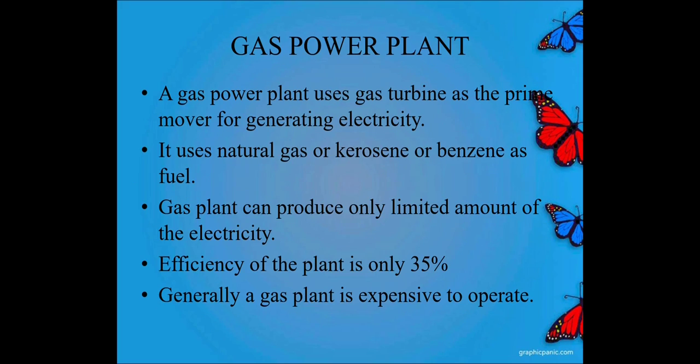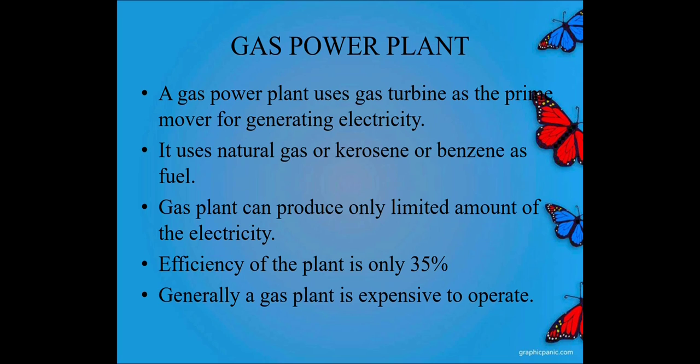First we discuss the gas power plant. The gas power plant uses a gas turbine. A very important point: we use a gas turbine in the gas power plant. Don't confuse the gas power plant with the steam power plant. As a prime mover for generating electric power, it uses natural gas, kerosene, or benzene as fuel. A gas plant can produce only a limited amount of electrical energy because the efficiency of the plant is only 35%.